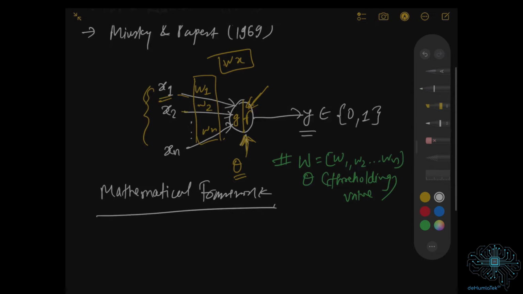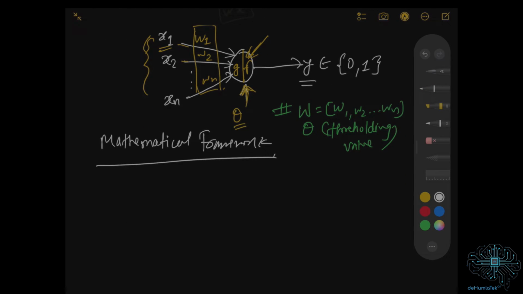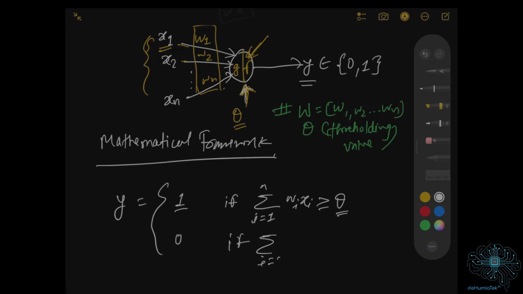Let's see the mathematical framework for the perceptron. y will be either 1 or 0, to denote whether the neuron fires or does not fire. It will be 1 when the neuron fires, if the sum over i equals 1 to n of w_i x_i is greater than theta. So if the sum of the weighted values is greater than theta, then the neuron fires, and if it's smaller than theta, then it doesn't fire.